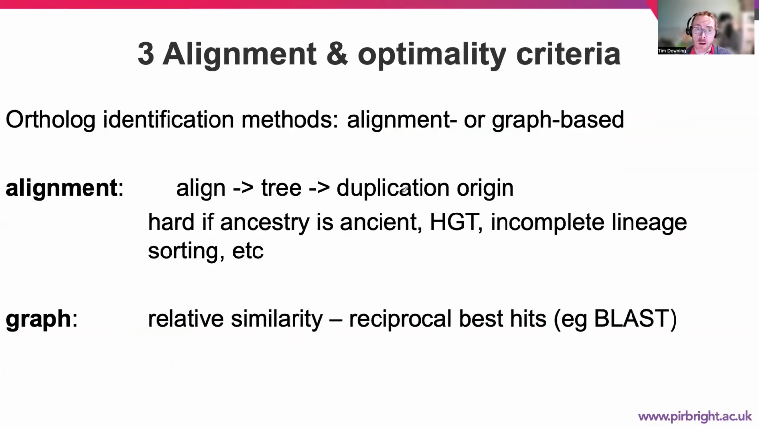So in principle, methods that look at orthologous regions within different samples can be alignment or graph based. So you're probably familiar with alignment tools. They align sequences to produce a tree that might tell us about marked regions that have a peculiar origin. This can be difficult if the ancestry is very ancient, if there's horizontal gene transfer, or if there's incomplete lineage sorting, that can be harder. So graph-based methods can be better when we're looking at very, very divergent samples.